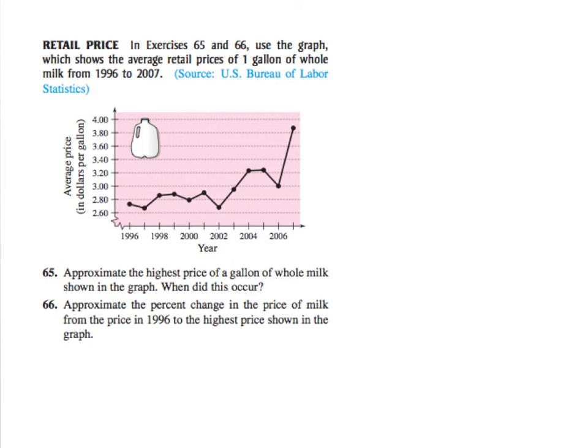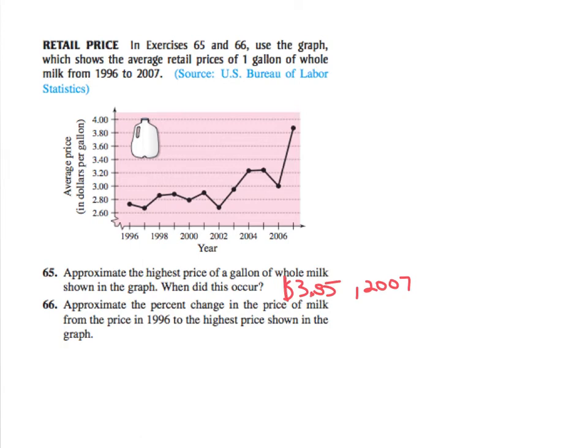65. Approximate the highest price of a gallon of whole milk shown in the graph. When did this occur? All right, what's the highest price of milk on this graph? In 2007. So it occurred in 2007. What was the price of this milk? 385. 390. Which one do you want? 385. All right, let's do 385. So it cost $3.85 in 2007.